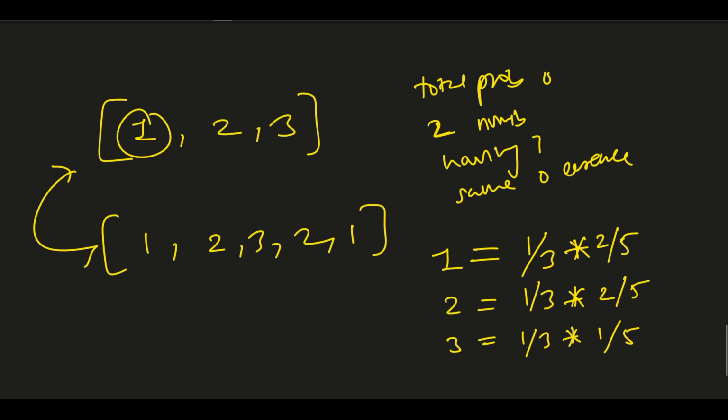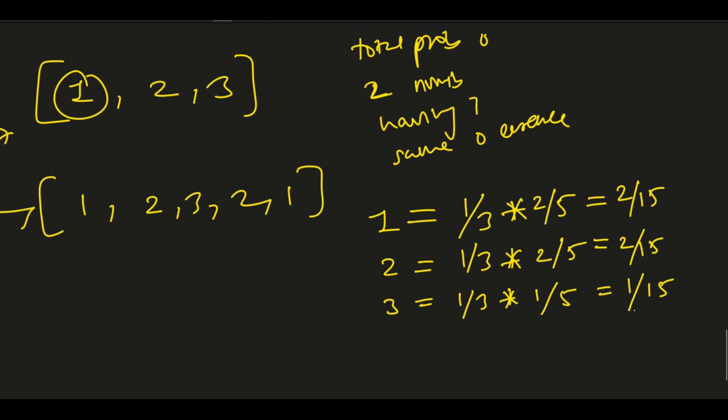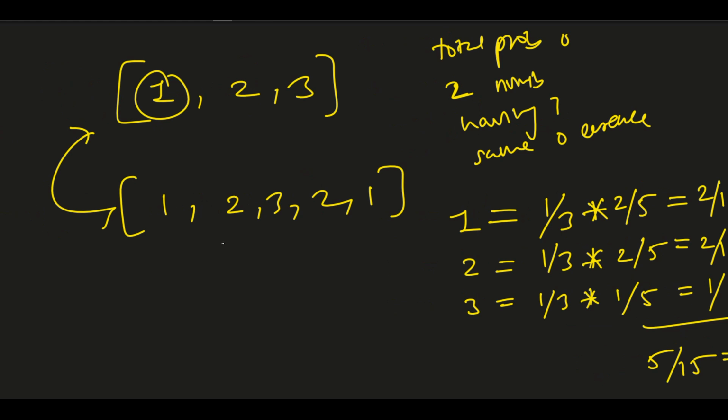Now I am multiplying all of them. So let's see, 2 by 15, this is 2 by 15 and this is 1 by 15. Is it correct? Now what I will do is sum all of these up. So the total probability of two numbers having the same occurrence in both the dices is 5 by 15, that is equal to 1 by 3. So for two dices, the total answer would be 1 by 3.